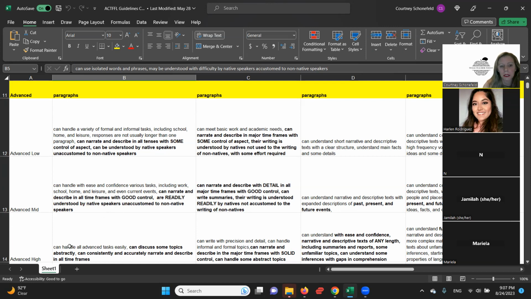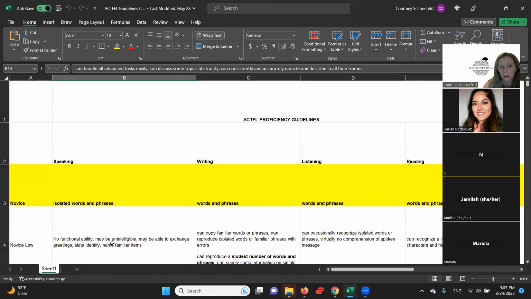And then when we get to advanced high, they can discuss some topics abstractly, which is actually a superior level task. But because they're advanced high, they're almost there. They can consistently and accurately narrate and describe in all time frames. So it goes from some control, good control, to accurately and consistently doing it. So we've already done the speaking.